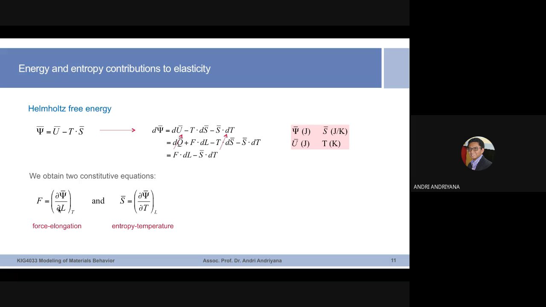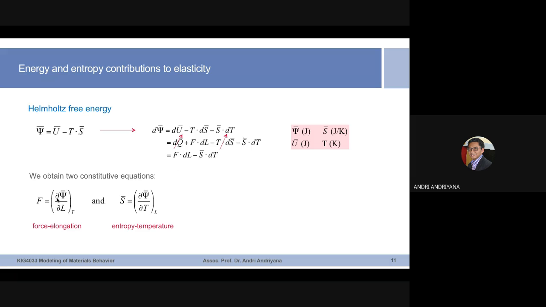If we simply focus on the process of constant deformation, no deformations at all, the change of free energy with respect to temperature at constant length gives you entropy. So these are the two constitutive equations that we get from combining the definitions of Helmholtz free energy and the first law of thermodynamics. The force is simply the differentiation of free energy with respect to deformation. The entropy is simply the change of free energy with respect to the change of temperature at constant deformations.